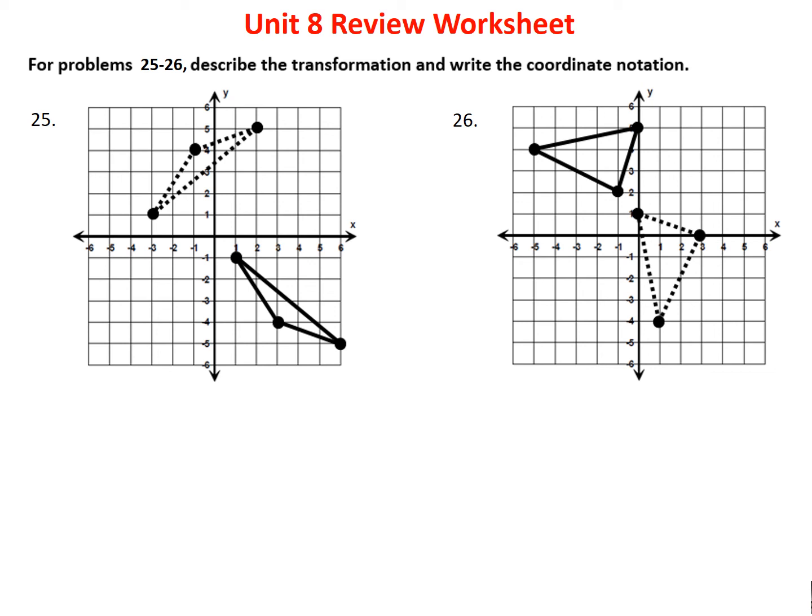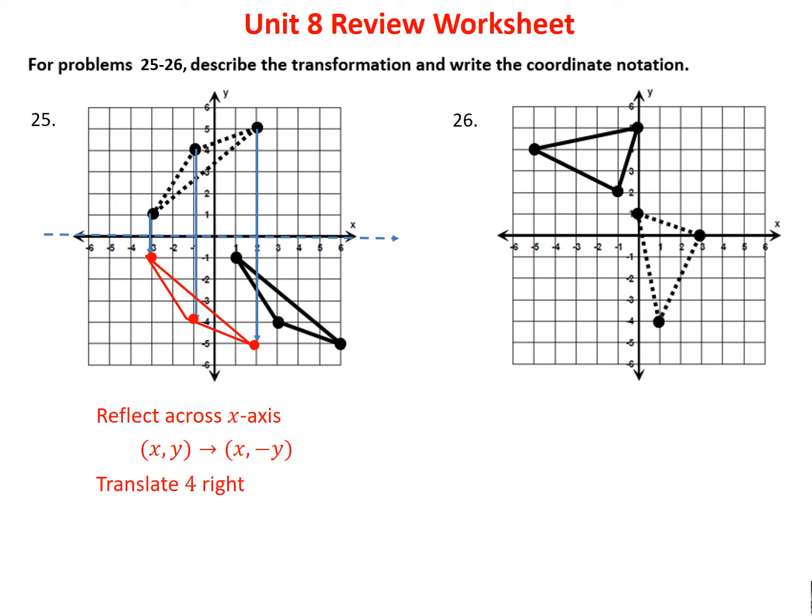So notice here, the first thing I notice I need to do is get the dotted figure in the same orientation as the other one. So that requires me to reflect it across the x-axis. Notice if I go across the x, I get a point that's exactly oriented like the solid figure. So that's my first transformation. Now all I have to do is translate it 4 to the right. And when I combine these, take the x, minus y and add 4 to x, there's my final statement of the combined transformation.